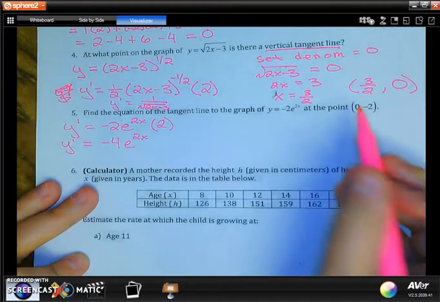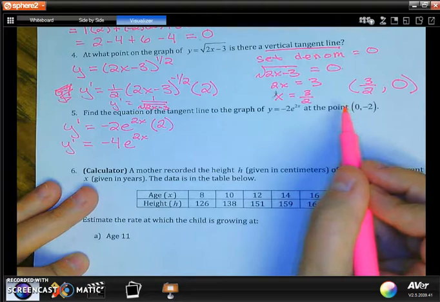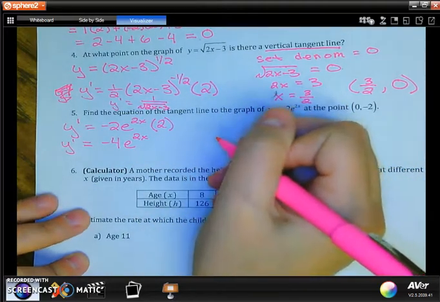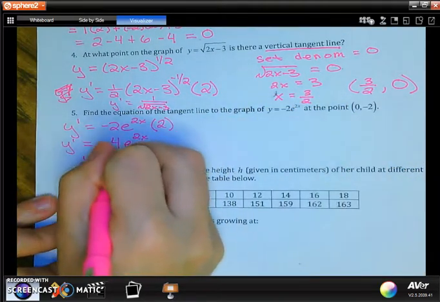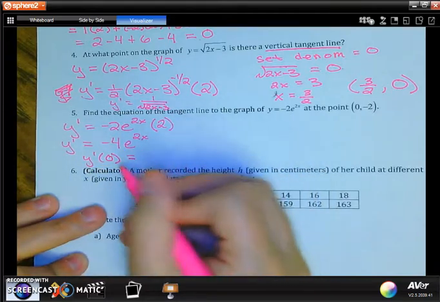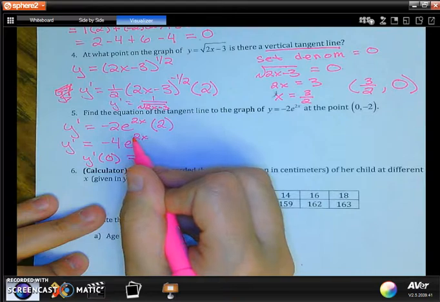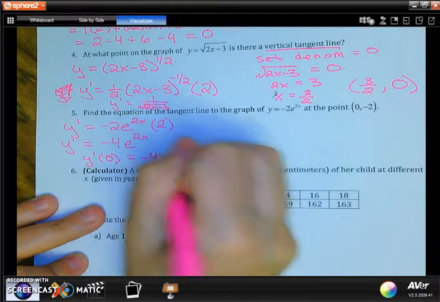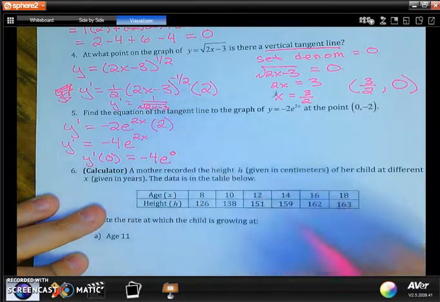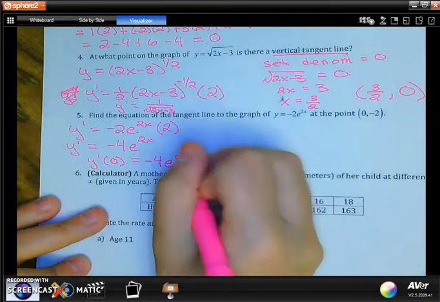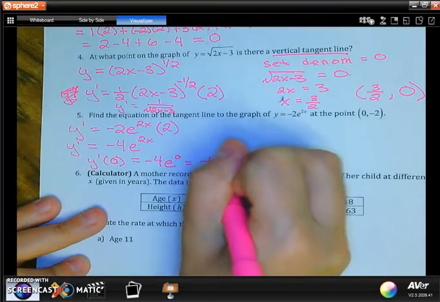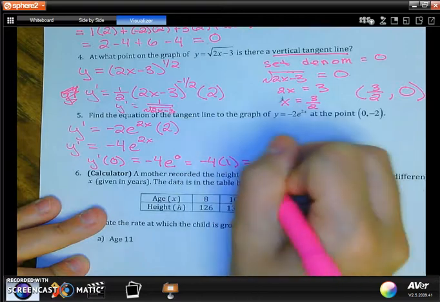Now we're going to evaluate that y prime at x equals 0, because that's what was given. To denote that, you'd say y prime of 0. So if I plug in 0 for x, 0 times 2 is 0. So we are saying this is e to the 0. And hopefully you remember that anything raised to the 0 is 1. So there you just get a -4 for the slope.